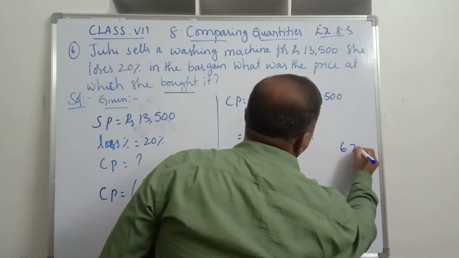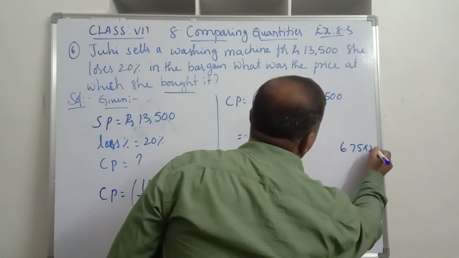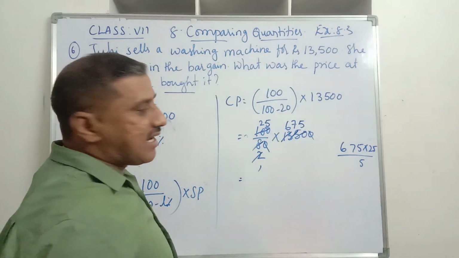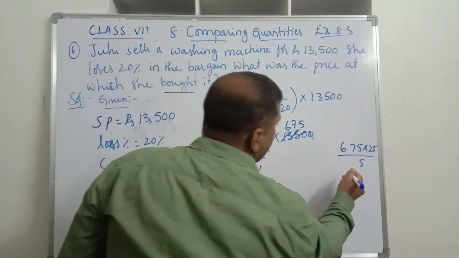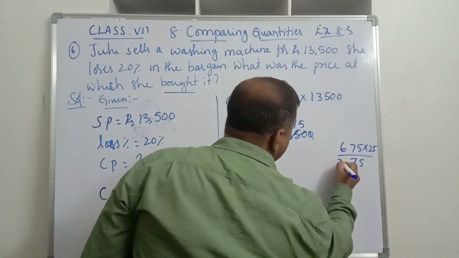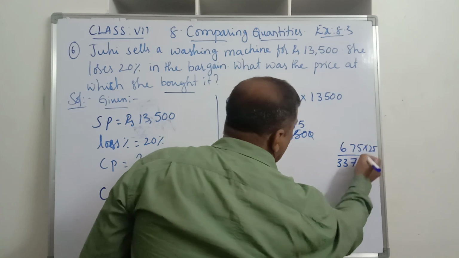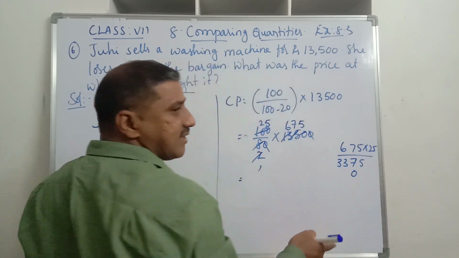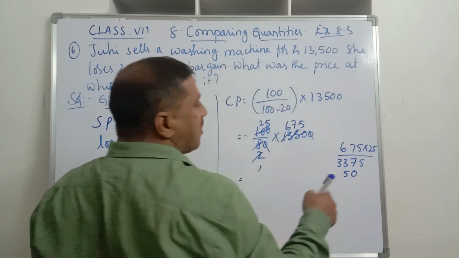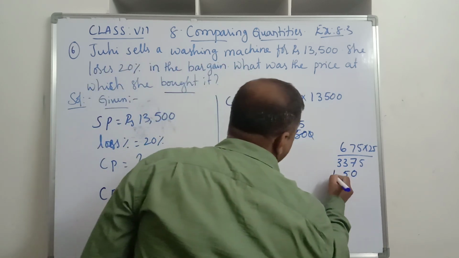So multiply 675 with 25. 5 5s are 25, 2 is carried, 5 7s are 35 plus 2, 37, 5 6s are 30 plus 3, it is 33. Then with 2: 2 5s are 10, 1 is carried, 2 7s are 14 plus 1, 15, again 1 is carried, 2 6s are 12 plus 1, it is 13.